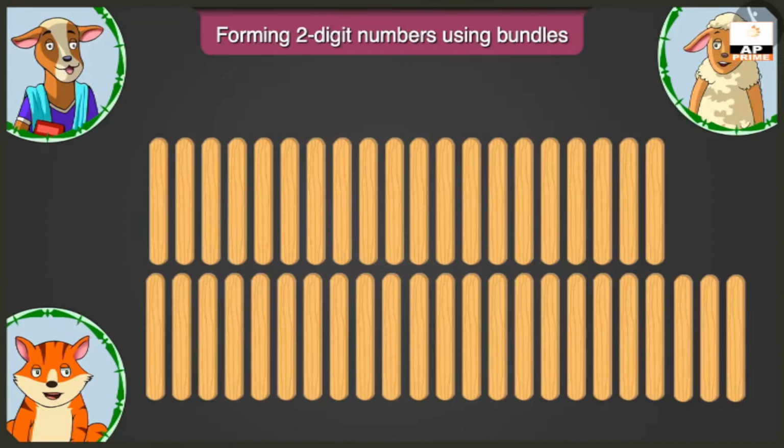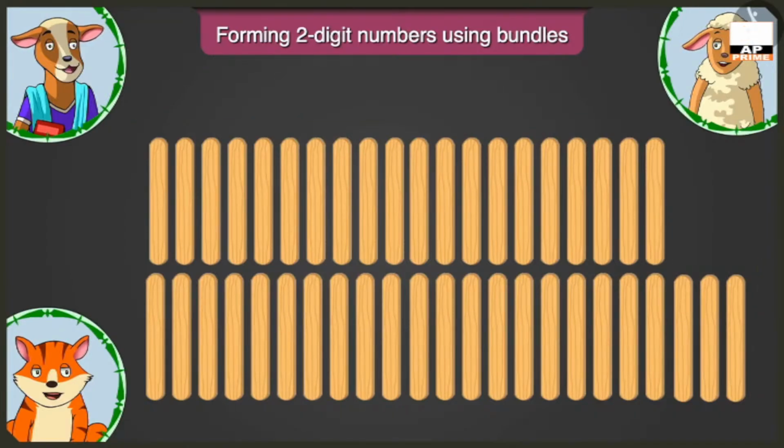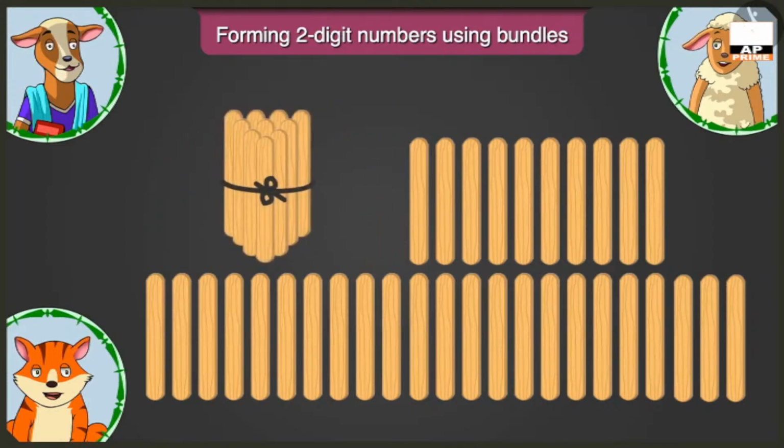Let me explain. There are 43 ice cream sticks. First of all, make one bundle of tens out of them. 1, 2, 3, 4, 5, 6, 7, 8, 9 and 10. Here is one bundle of tens.